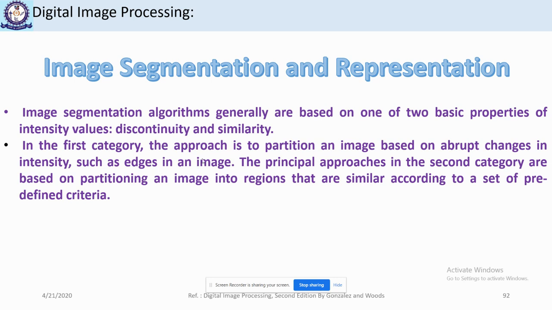And for similarity, we need to find out the regions that are similar according to a predefined rule or criteria. So that's what we do in the similarity, finding out the similarity property in the image. So those are the two ways in which we perform the segmentation. Let's move forward.